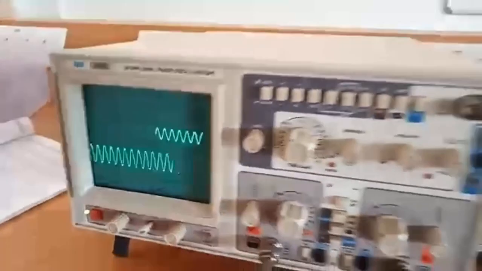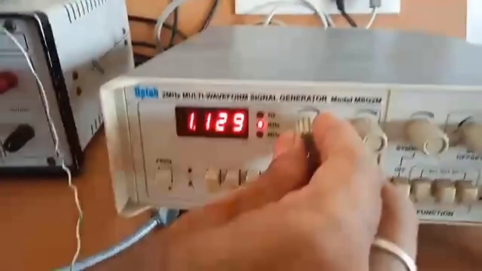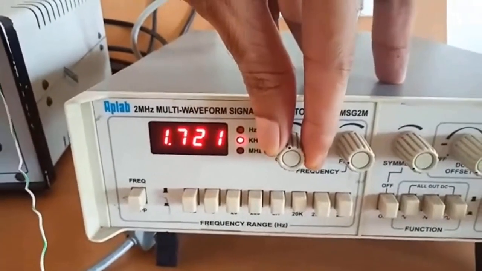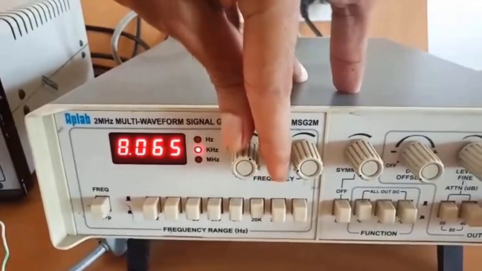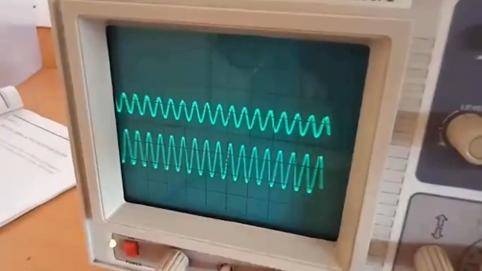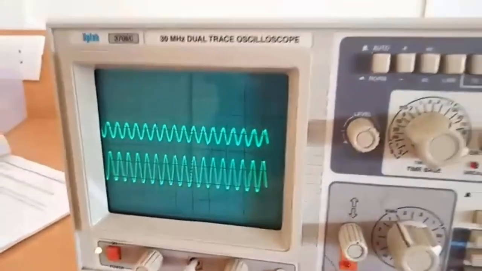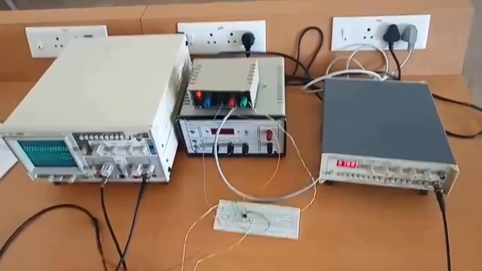So the designed frequency is around 1 kilohertz. I'll increase the frequency further, say up to 5K or 10K roughly. As you can see over here, still the signal is passed by the high pass filter. Now what we have to do is, first, verify whether my circuit is working properly or not. Then we have to check whether the designed cutoff frequency is obtained or not. My designed frequency is 1 kilohertz.